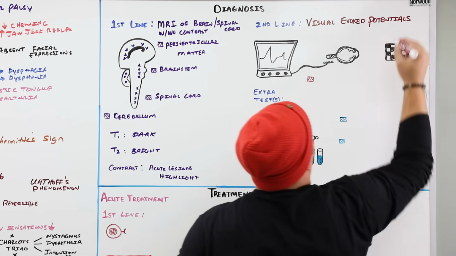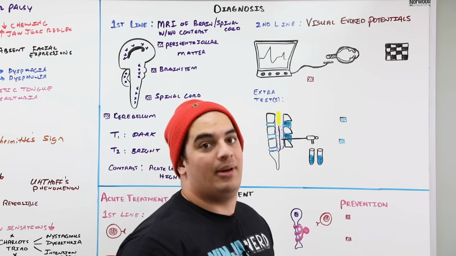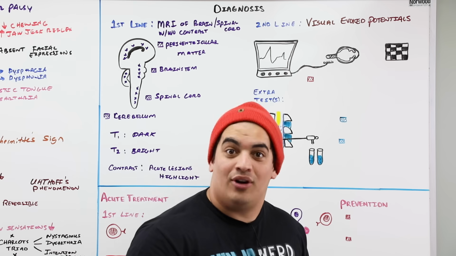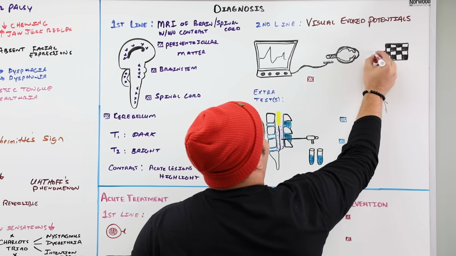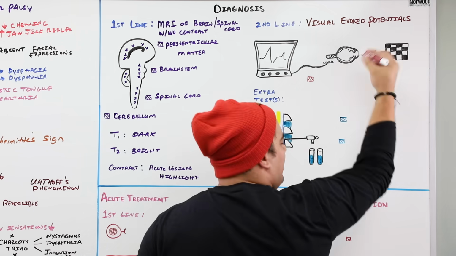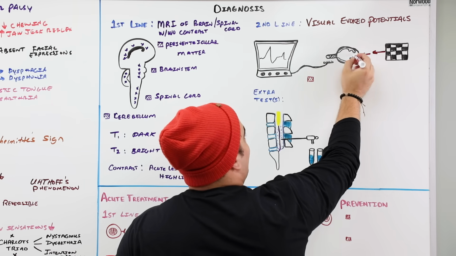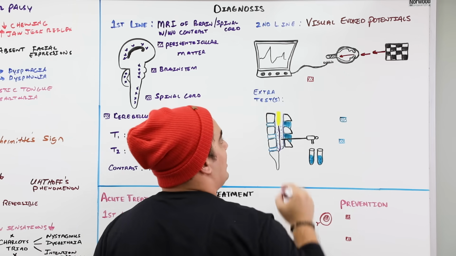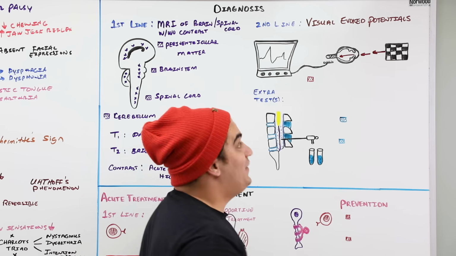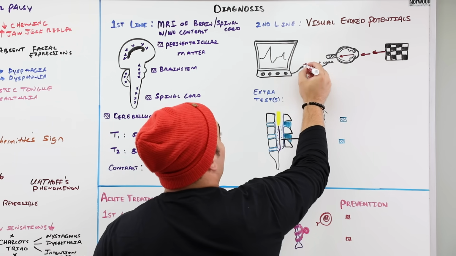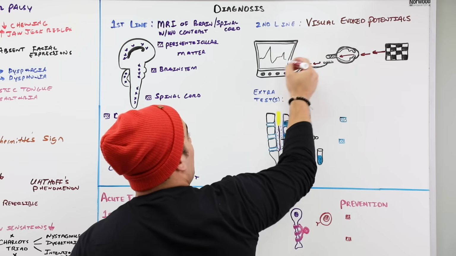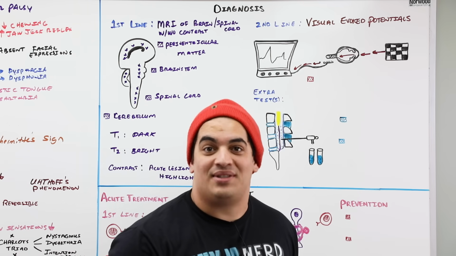What was one of the first types of structures to be damaged in MS? The optic nerve. If you apply a very particular type of visual stimulus, it's supposed to hit the retina and then travel down the optic nerve. If the optic nerve is damaged, what's going to happen to the conduction potentials down the optic nerve to show up on the screen in a graphical representation?